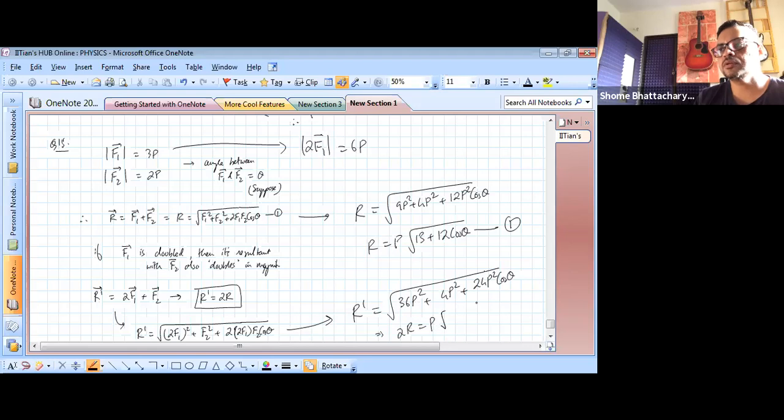Yes, very good. Into square root of, how much will this come to? 40 plus 24 cos theta. So this is your equation 2, which is equivalent. Okay. So now you solve the right-hand side of both the equations by taking this as double of this.